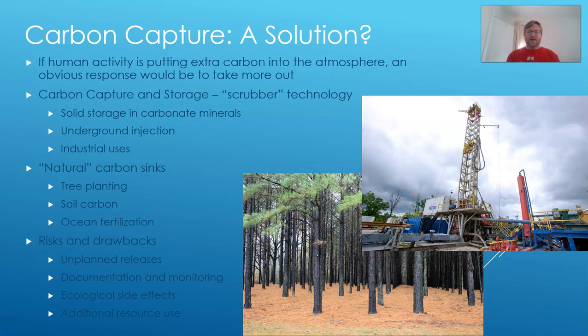Another way that we could remove carbon from the atmosphere is through so-called natural carbon sinks. So using existing natural processes, but amping them up.